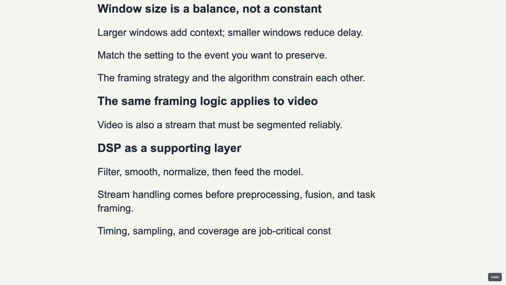This is a practical engineering skill, not a theoretical detail. Poor window choices, low frame rates, or expensive overlap can make the input unusable long before the model gets a chance to help.